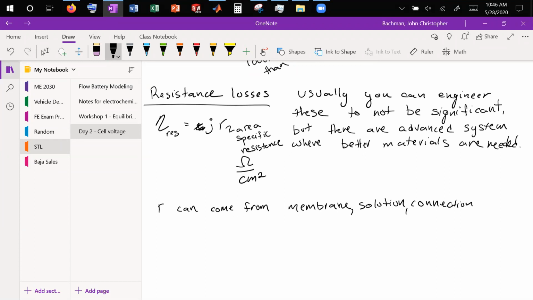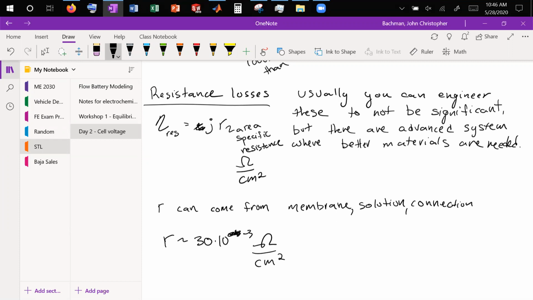I don't know, a rough good one for a fuel cell is maybe on the order of 30 times 10 to the negative 6. Or let's just say, sorry, 30 times 10 to the negative 3. I was going to do it in kilo ohms per centimeter squared.